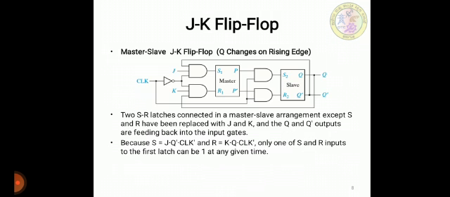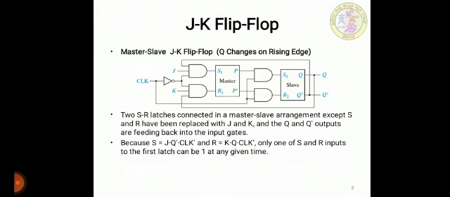Next, we'll be designing the JK flip-flop. In case of the SR flip-flop, we have a condition that if S is equal to 1 and R is equal to 1, then we are getting an invalid state. So, in order to eliminate that forbidden or invalid state, we are designing a JK flip-flop.